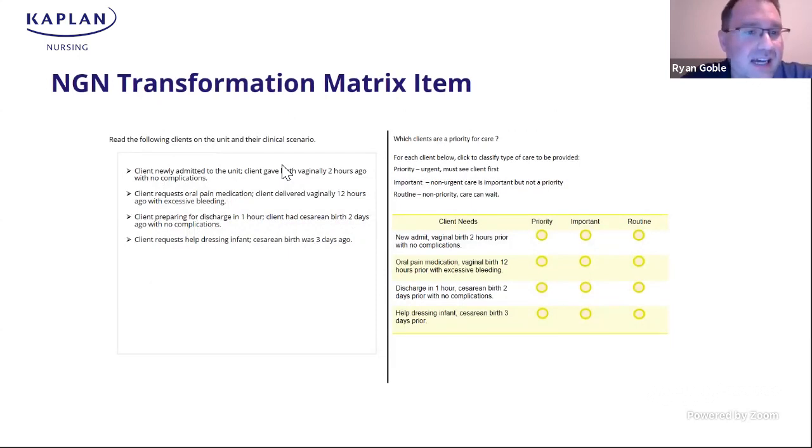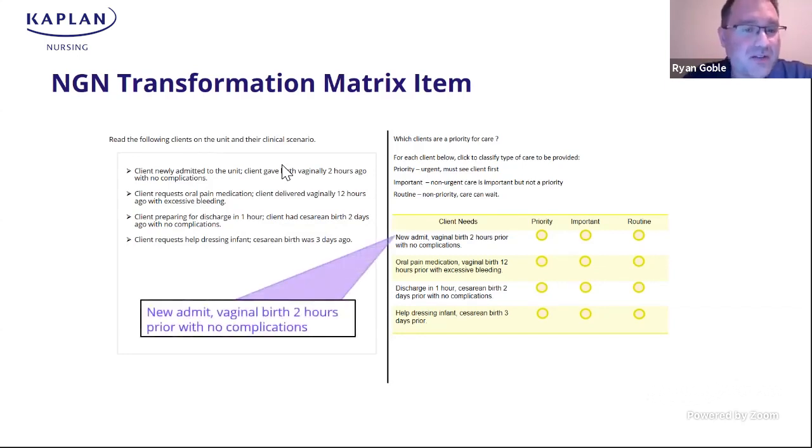You see on the left-hand side, we have the same clients, but we're asking about the priority for care. Who's urgent, who must be seen first, who's important, but they can wait. They're not necessarily a priority, and which client just requires routine non-priority care. That new admit who had a vaginal birth 2 hours ago with no complications. This client is priority. Timelines are oftentimes very important on NCLEX. So we need to assess the lochia, assess the fundus.